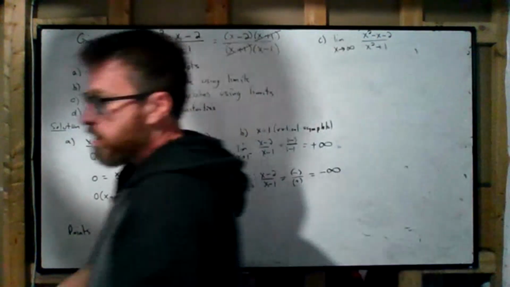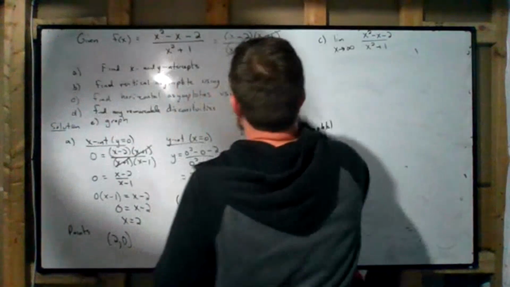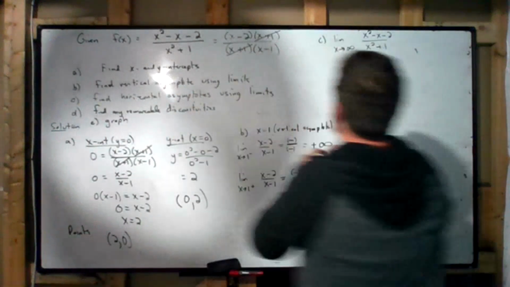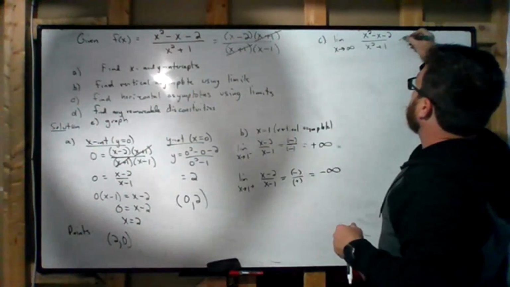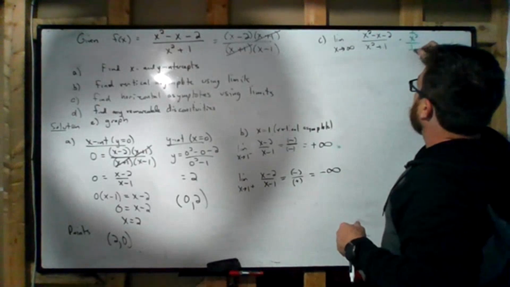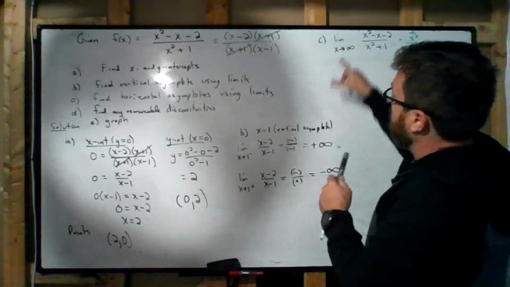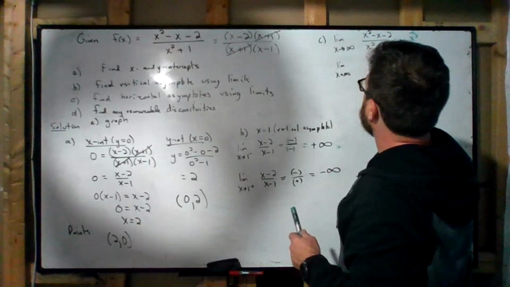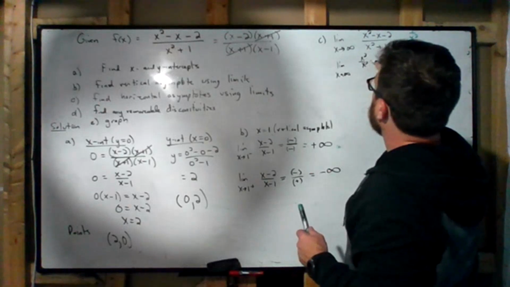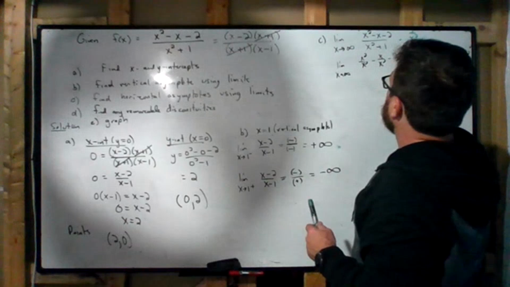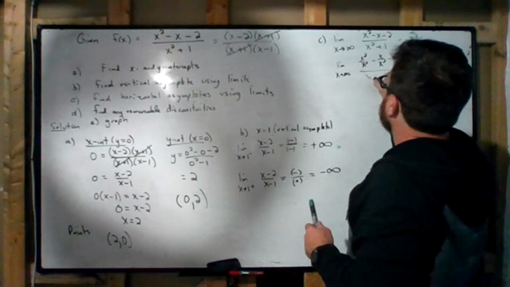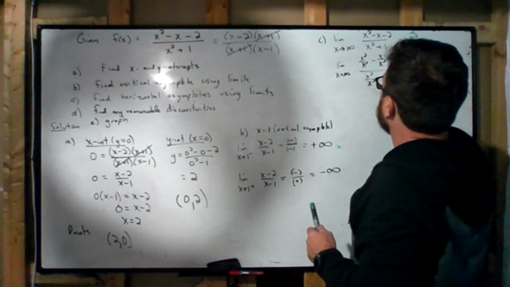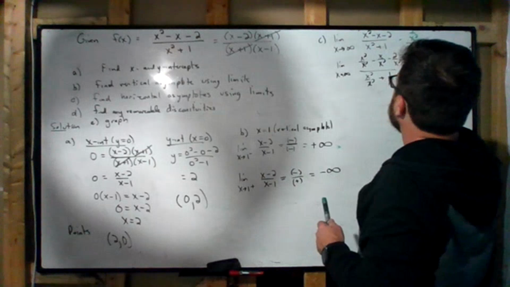You're welcome to use the simplified function as well, because I'm not going to plug in -1, where that expression is equal to 0. So multiply the top and bottom by 1 over x squared. It's how I handle the infinite limits. So this is the limit as x goes to infinity of x squared over x squared minus x over x squared minus 2 over x squared, all over x squared over x squared plus 1 over x squared.